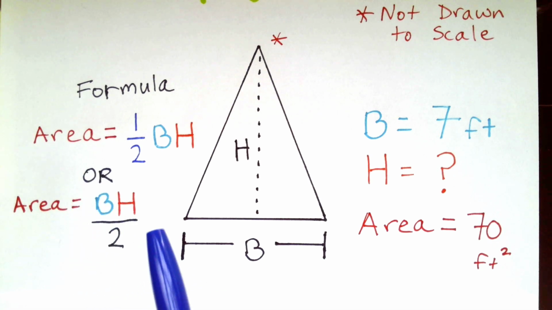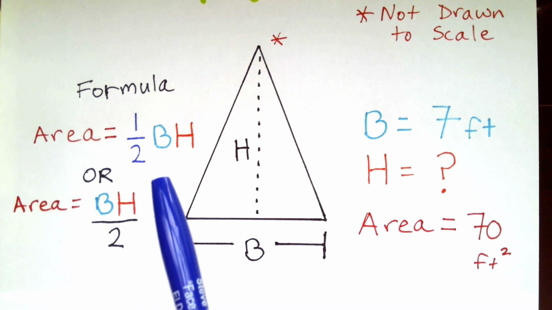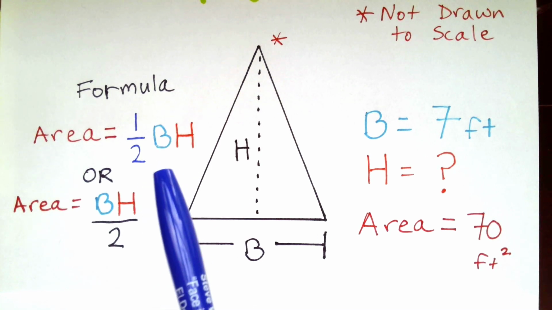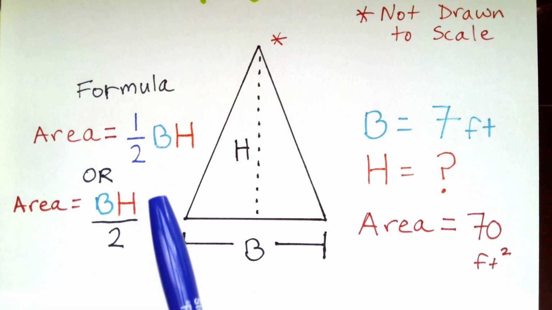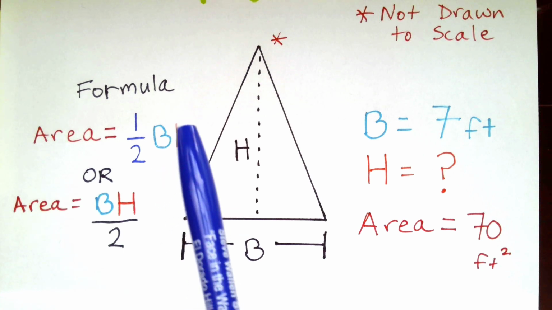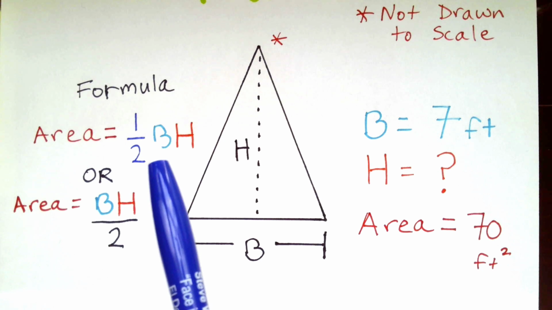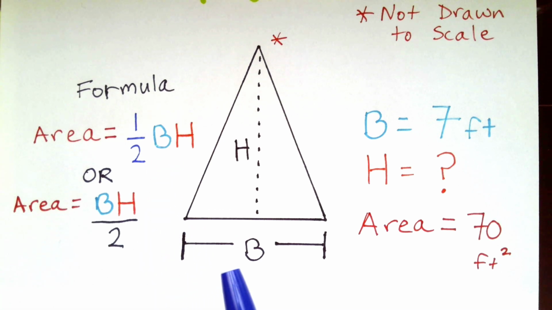So this area, b times h, or base times height, divided by 2, is just a simplified version of the formula you see up here. You can use either version of the area of a triangle formula. In fact, a little later I'll show you this version up here because it's a good time to review how to multiply with fractions. But I'll be getting into that a little bit later.